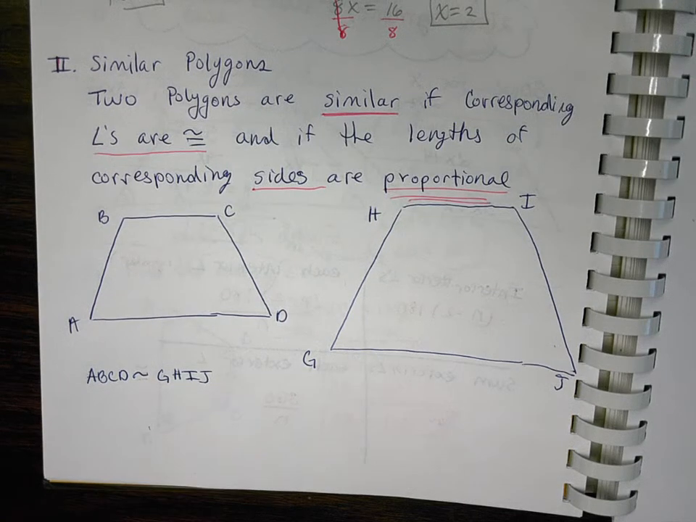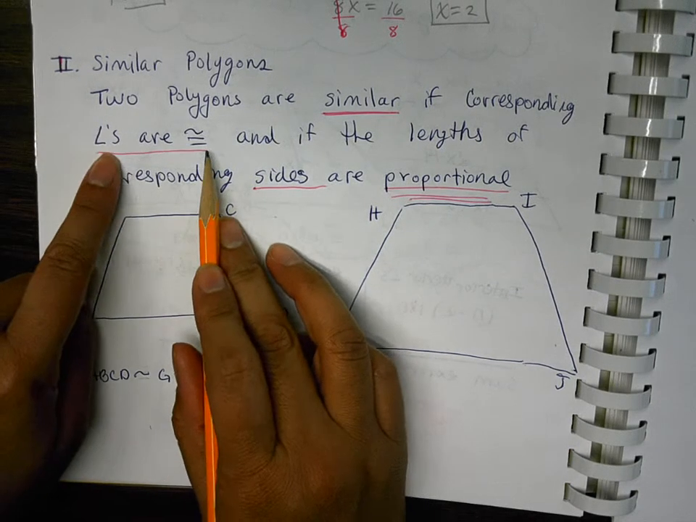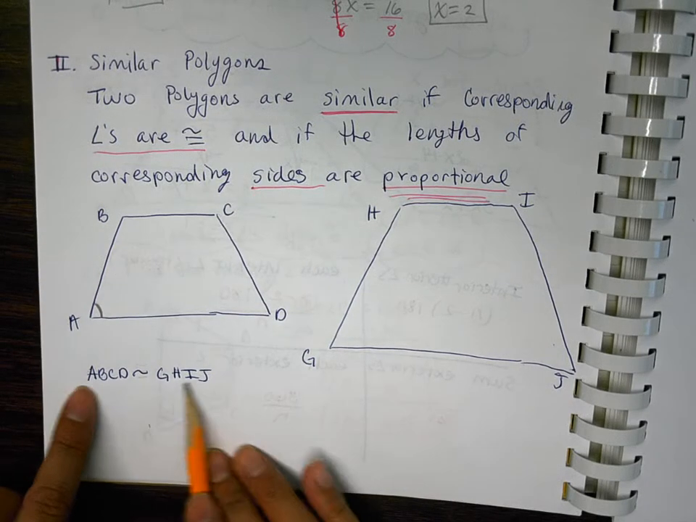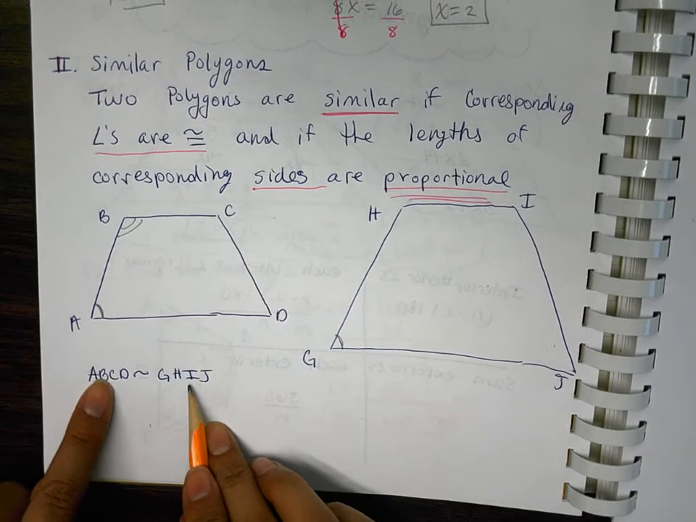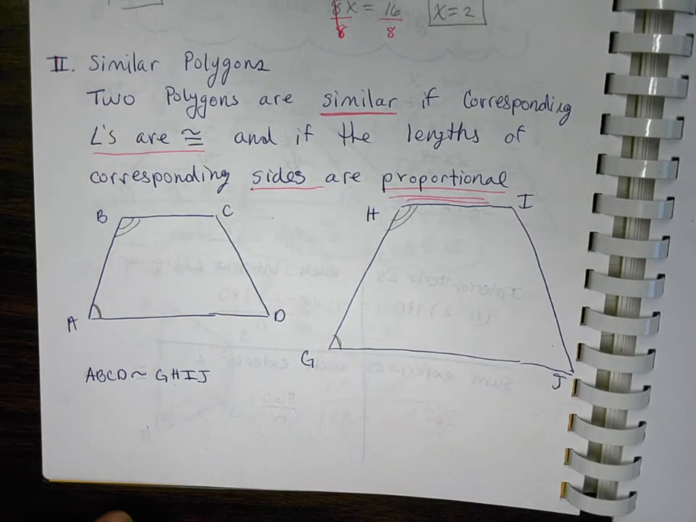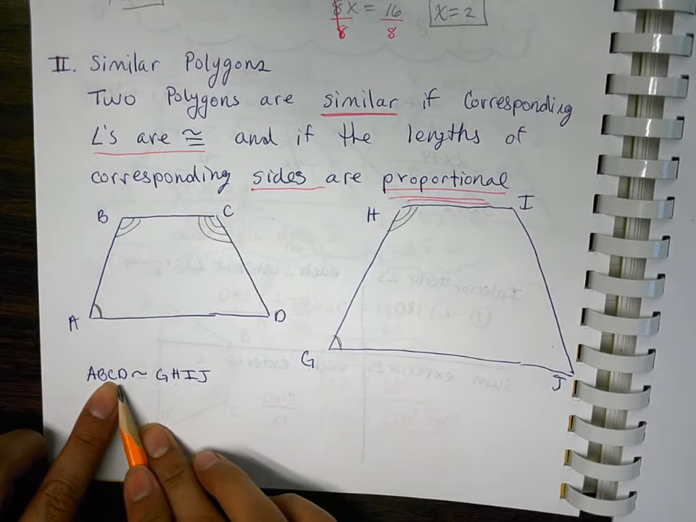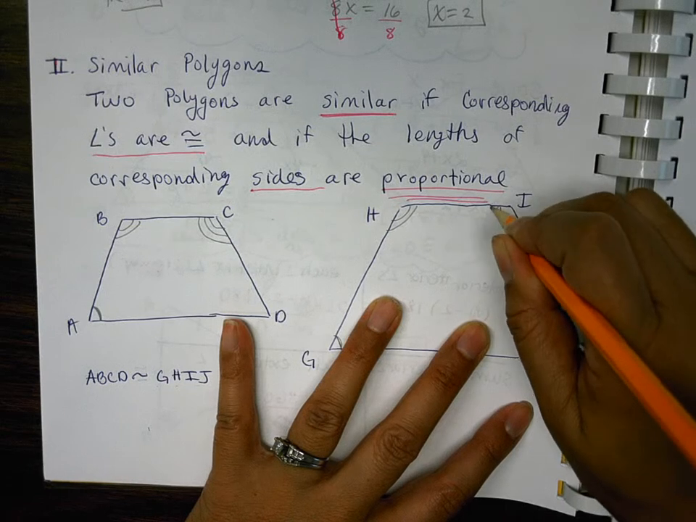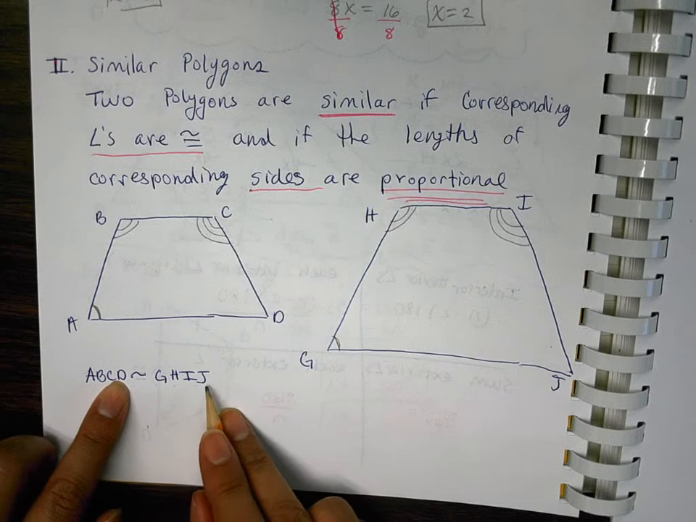All right, so like before, corresponding angles are congruent. That hasn't changed. So angle A is congruent with which angle? I'm looking at my statement here. G. Angle B, according to my similarity statement, matches with angle H. So can I put two markings here in the H? Yes. C, according to my similarity statement, corresponds with angle I, so they are congruent. And D corresponds with J, so they are congruent.